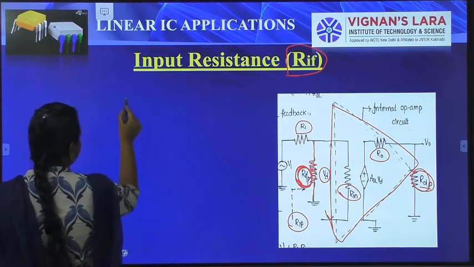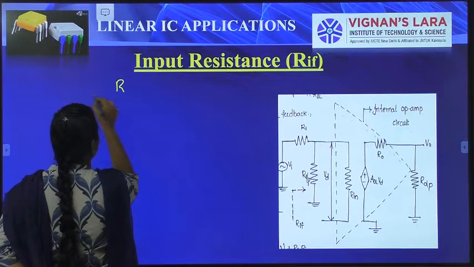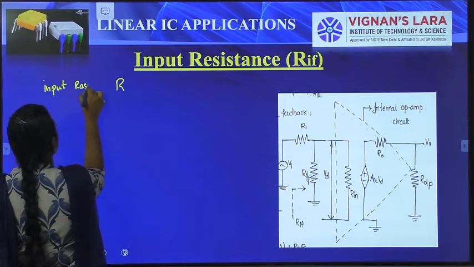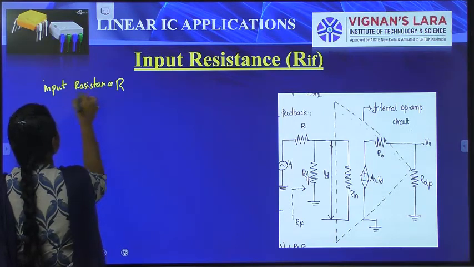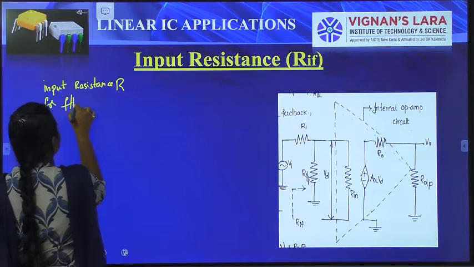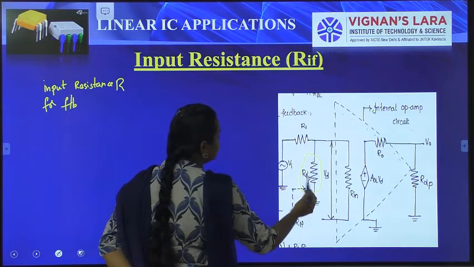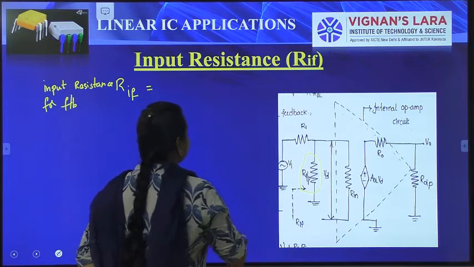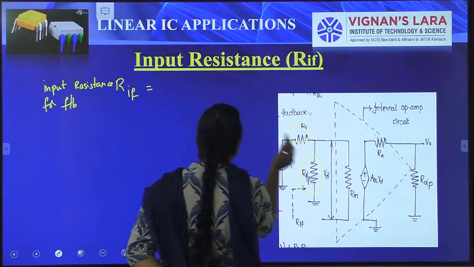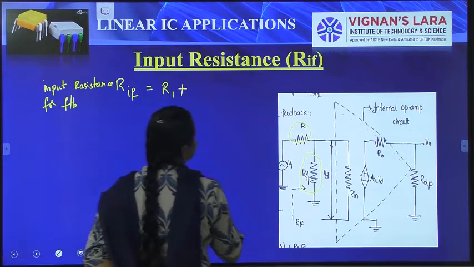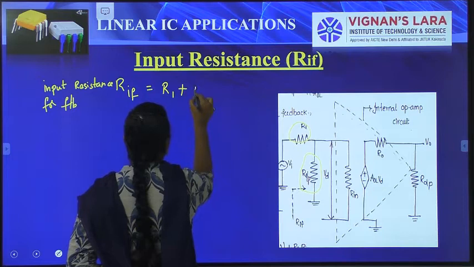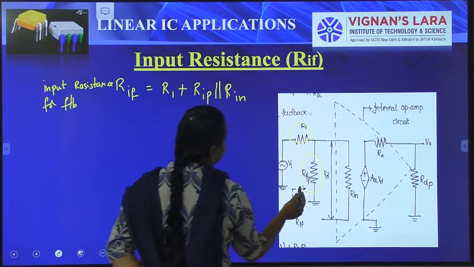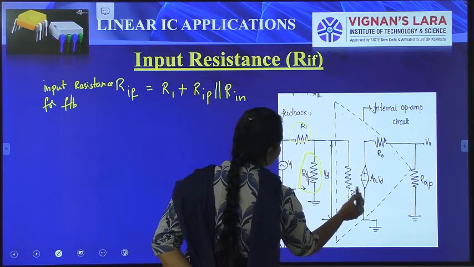So here I am going to calculate the RIF, the input resistance for a feedback network. Here we have connected this feedback network at the input. So the input resistor RIF is equal to R1 plus R input, where R input is parallel to the input resistor.